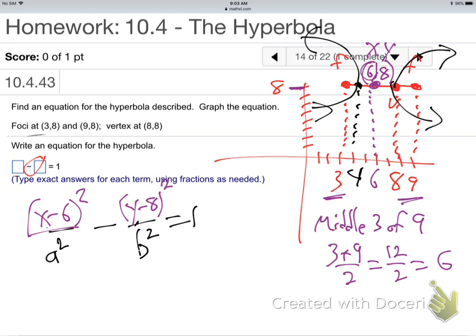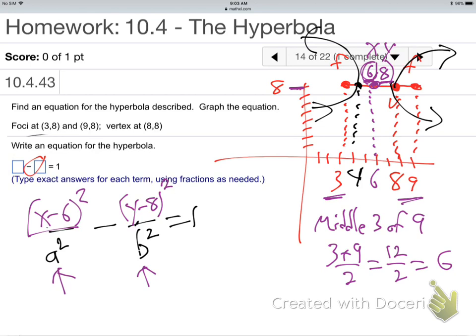If the center was negative 6, this would be x plus 6 in the equation, wouldn't it? It's always opposite. You guys with me? Because this is a plus 6, plus 8 in the center, therefore it's minus 6, minus 8 in the equation. Always the opposite in the equation. Okay, now all I have left is to find a and b, and I'll have the equation.